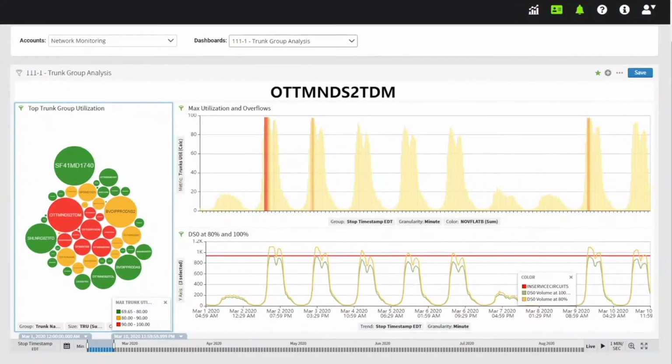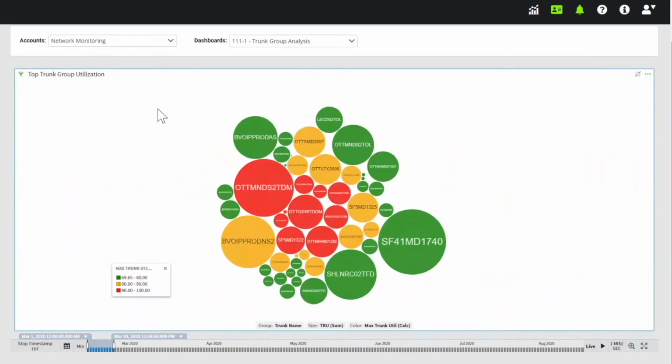Here in this dashboard, we're going to review trunk group information from a C20. In this one here, you see we have the data of the trunk group utilization. And what we're doing is a bubble chart of the trunk groups within the system into three categories. Red is if the utilization has hit 90% or above. Yellow, 80 to 90%. And green, 80% or less.